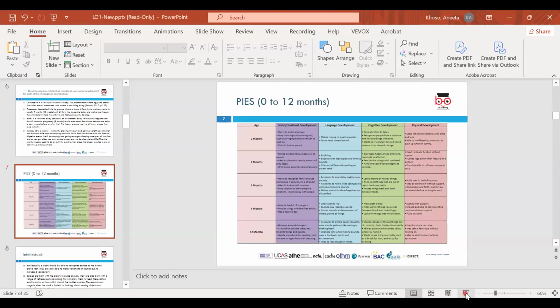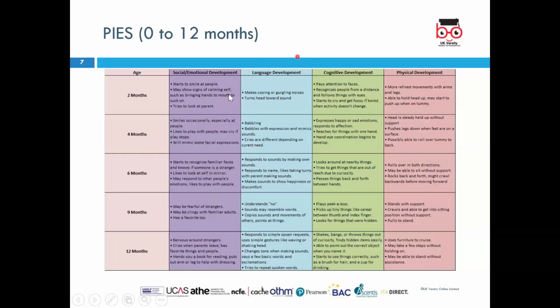If you can see the screen, there's 2 months, and then you'll learn what the social and emotional developmental milestones are, what happens in language development, cognitive and physical development. At different stages, there are different developmental milestones. And why are these milestones important? They are important because we need to know whether the child is growing according to the expected pattern.